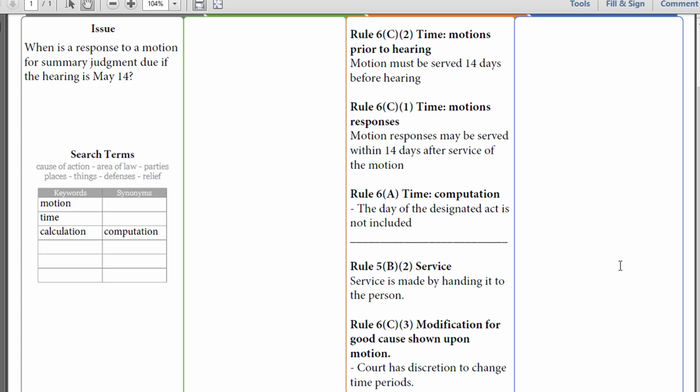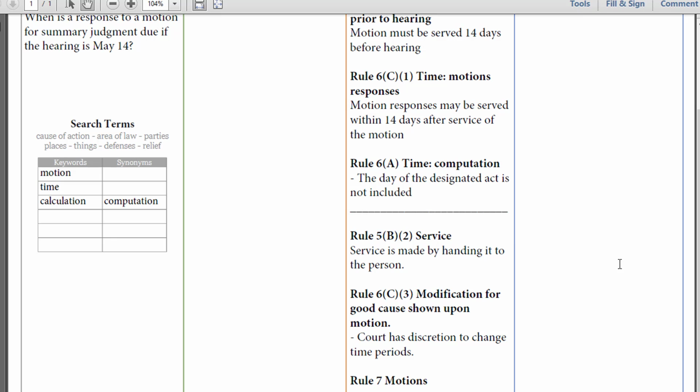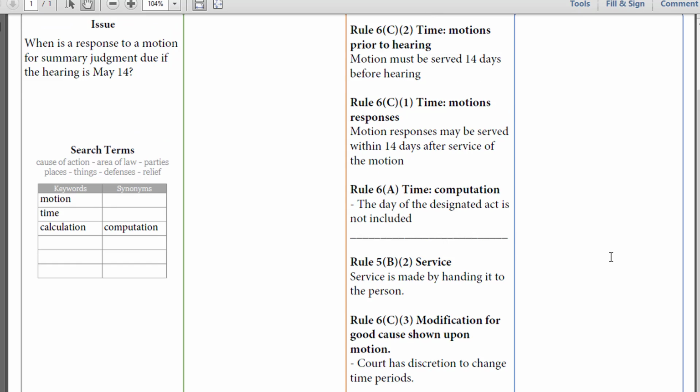You can see that there are at least 3 codified law clauses or sections of the court rules that we have to read together. And then there's actually a couple more, this Rule 5 about service, and then the Rule 6C3 about modification we need to read. And then Rule 7 just about motions in general, how they have to be written and things like that. So we have to read all of these sections together.